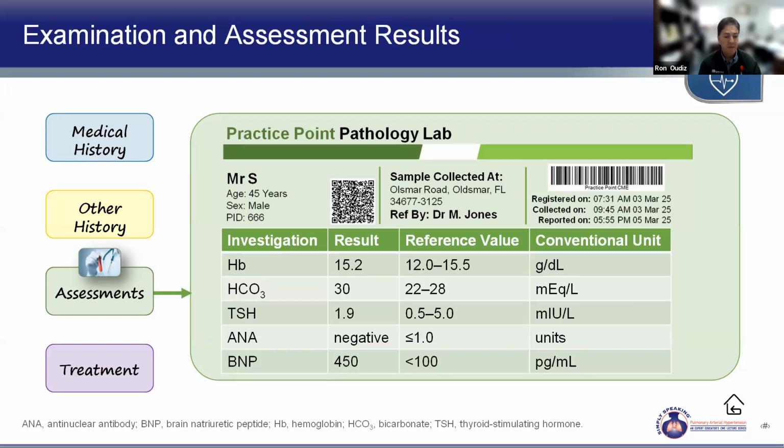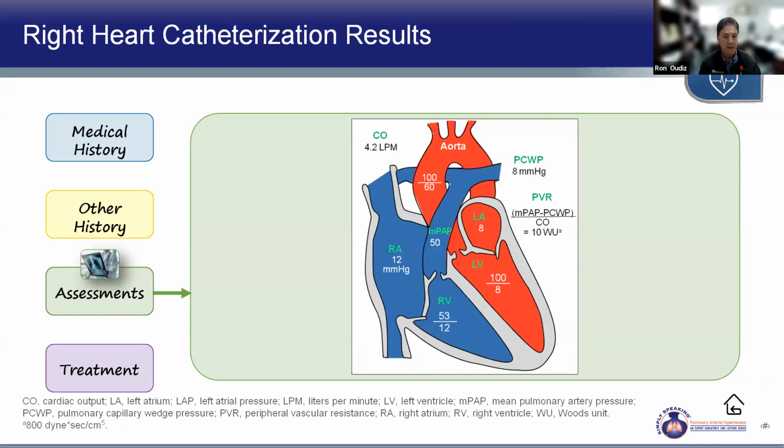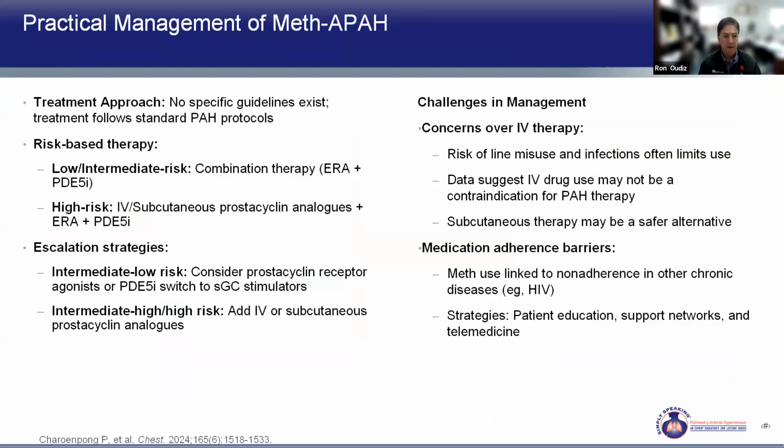These are his labs. His BNP is 450, indicating definitely RV failure syndrome. His RA pressure, in fact, is a little elevated at 12. His mean pressure is 50, and his PVR is 10. Not subtle here. That's a very high PVR. The treatment approach here is really not much different from the treatment armamentarium of the PH therapies: combination therapy for low intermediate risk, and then prostacyclin infusions, et cetera, for the high risk.